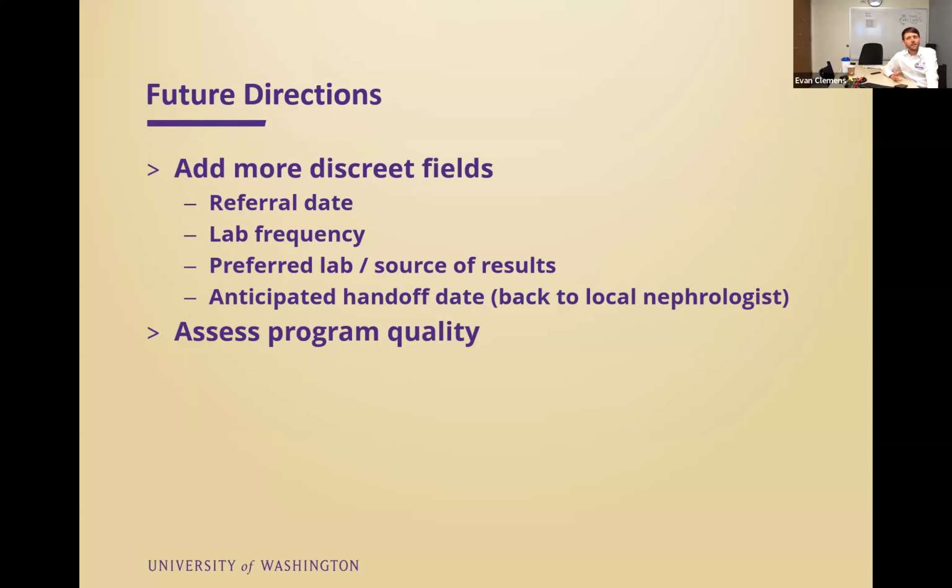The other thing is the lab frequency, being able to maybe have that as a discrete field, like a drop-down menu, to select one of a few common frequencies. We could also have a discrete field for the preferred lab or their source of the results, and the anticipated handoff date back to the local nephrologist. These are just other things that we're typing in that it might be helpful to be able to filter or sort or do other types of reporting on in the future, but right now that exists as free text data. And then this would also help us to assess program quality down the line, which we haven't done yet.